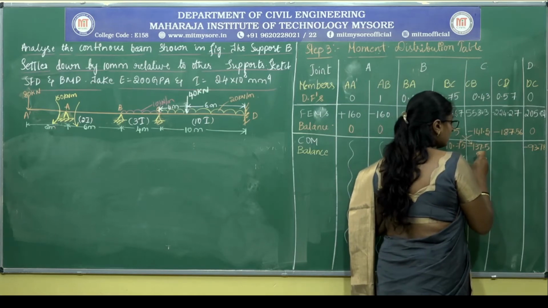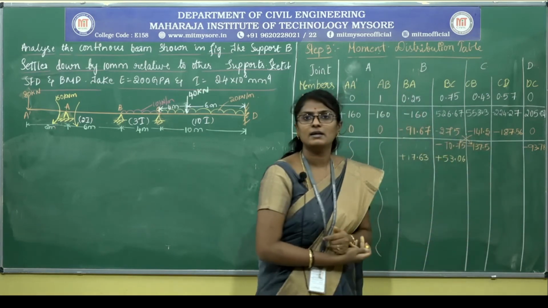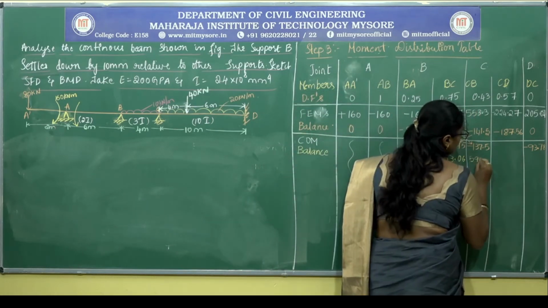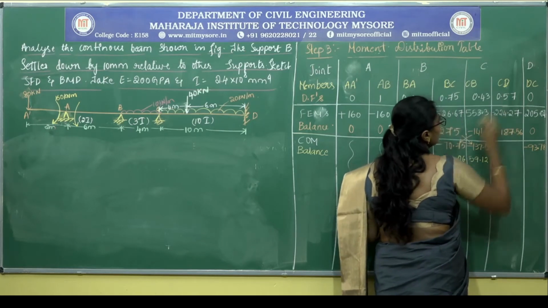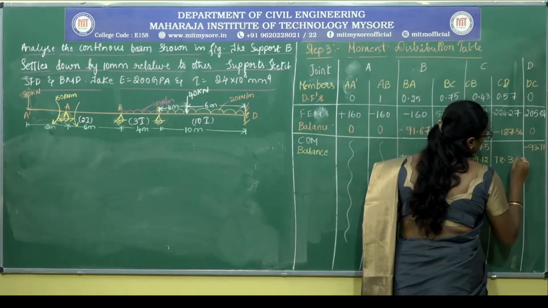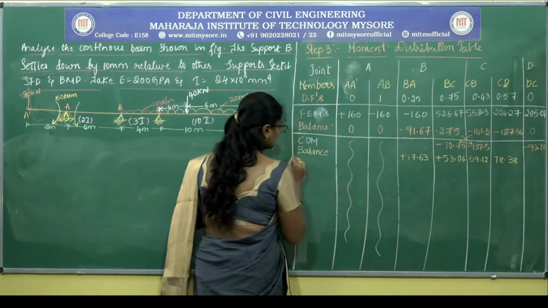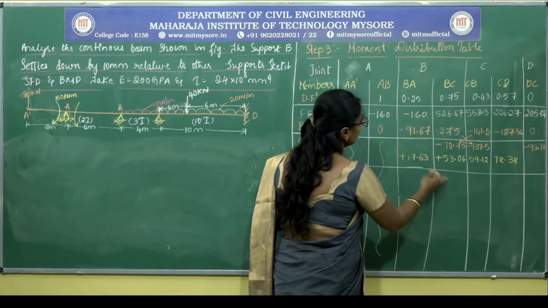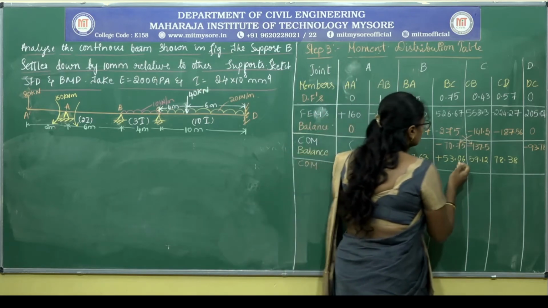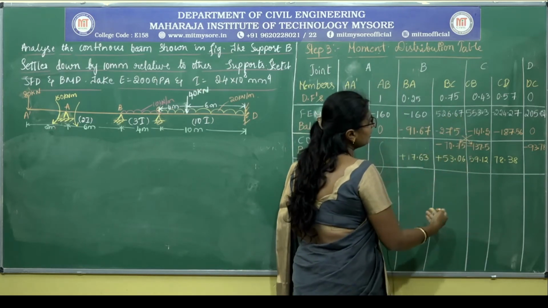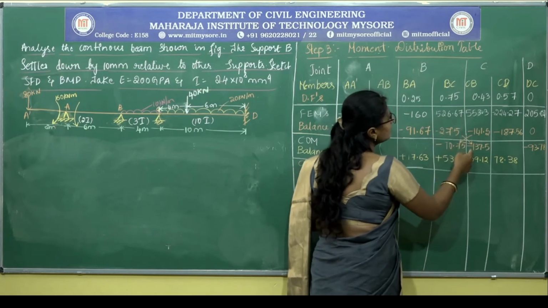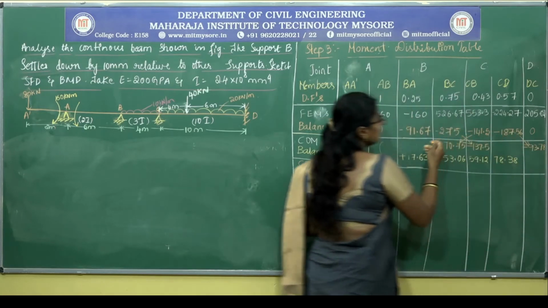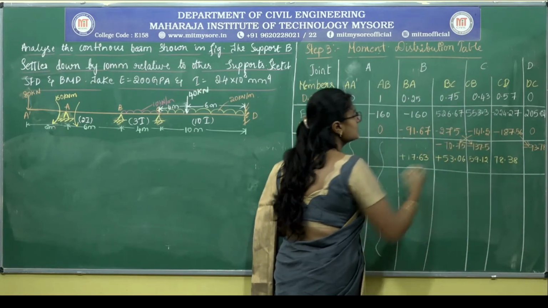The moment is minus 137.5. To balance this, plus 137.5 multiplied by 0.43 is 59.12, then again plus 137.5 multiplied by 0.57 is 78.38. Carry the moments. This procedure of the carryover moment is done from BC to CB, CB to BC and CD to DC only. So we will continue the procedure only for these spans.